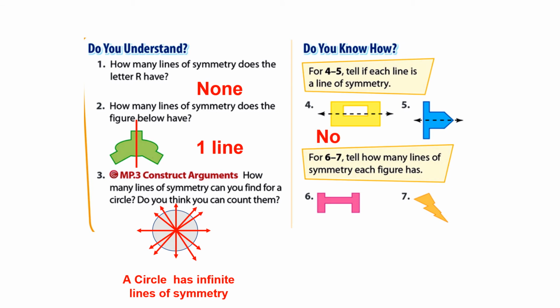Question 5. Look at the black line now. Look at the shape now and look at the black line drawn on the shape. Of course that line divides that shape into exactly two equal parts. So that line will be a line of symmetry.